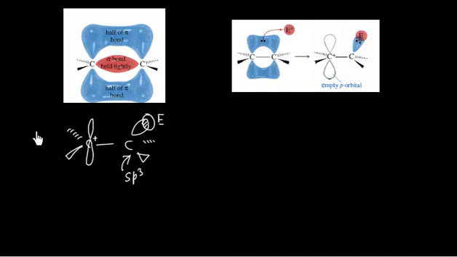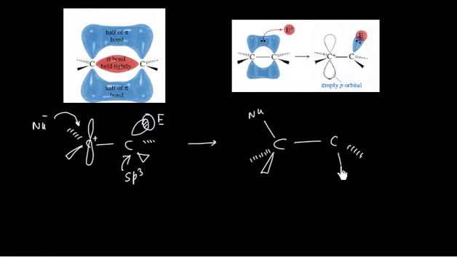In the next step, a nucleophile can come and attack this carbon to give the final product. Now this carbon again becomes sp3 hybridized. So the nucleophile comes from this side, and then we have the electrophile. So the final reaction is an electrophilic addition reaction.